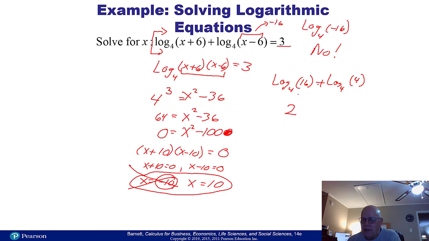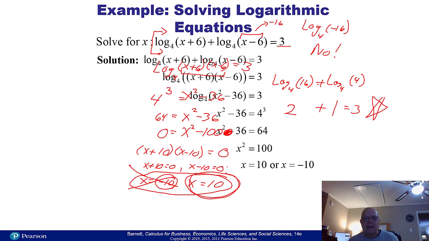That's pretty silly, really, because this says, what exponent does 4 need to give us 16? And over here, what exponent does 4 need to give us a 4? Pretty silly, right? 3. And this one works. So we get a red star for this one. So here is our solution. X equals 10.